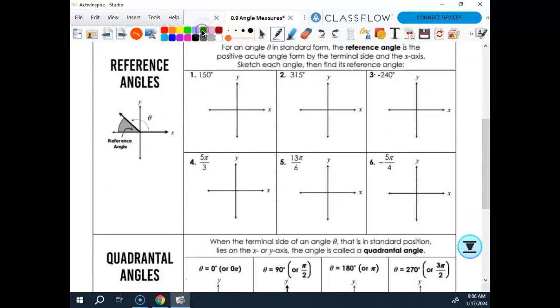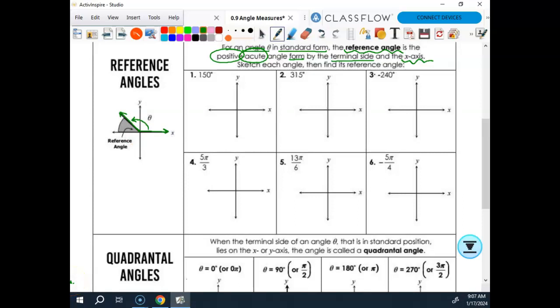So for an angle theta in standard form or standard position, the reference angle is the positive acute angle, that should say formed, by the terminal side and the x-axis, okay? Not the y-axis, the x-axis. We're going to sketch each angle and find its reference angle. So if you look over here, here's my angle. This is theta, okay? We talked about how to graph them on Friday.